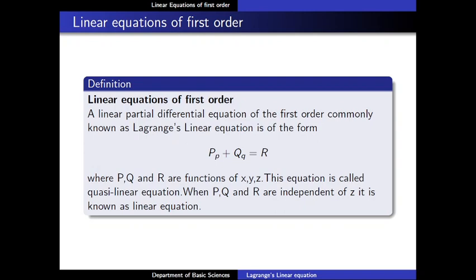A linear partial differential equation of the first order, otherwise called a Lagrange's linear equation, is of the form P p + Q q = R, where capital P, Q and R are functions of x, y, z, and small p is ∂z/∂x, small q is ∂z/∂y. This equation is also known as a quasi-linear equation. When the functions P, Q and R are independent of z, it is known as a linear equation.